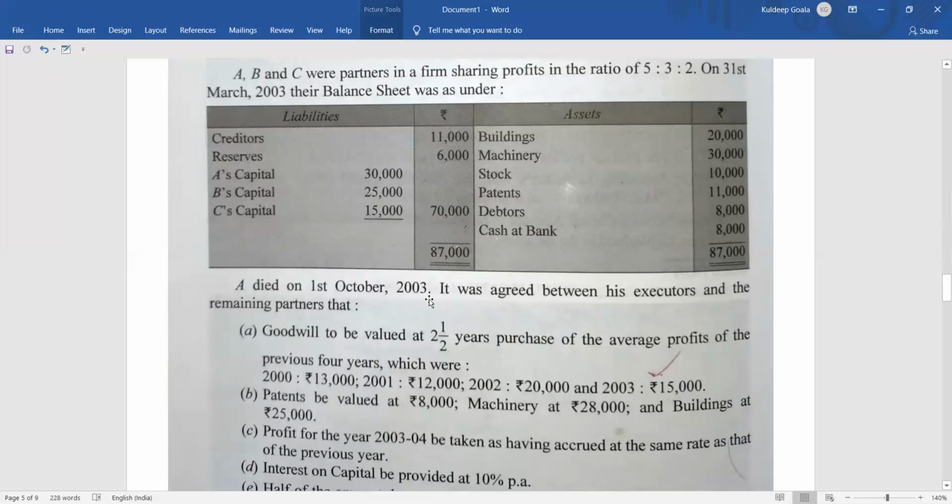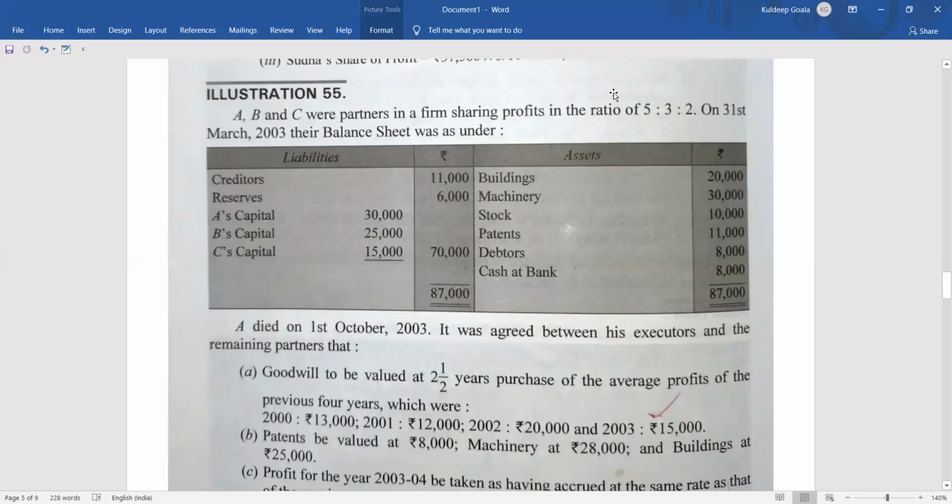A died on 1st October 2003. So try to understand how many months A was alive. A's share was 5/10. Remember that. A was alive from 1st April 2003 to 1st October, right? On 1st October he died, so up to 30th of September you can take. Obviously before that also he was alive. In the current year he was alive for how many months? April, May, June, July, August, September. So 6 months. Don't consider October because it was only 1st of October that he died. So it will be 6 months.